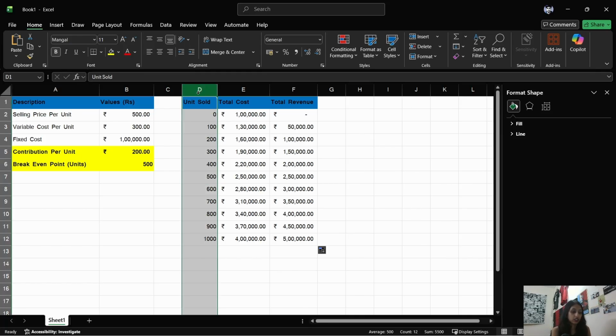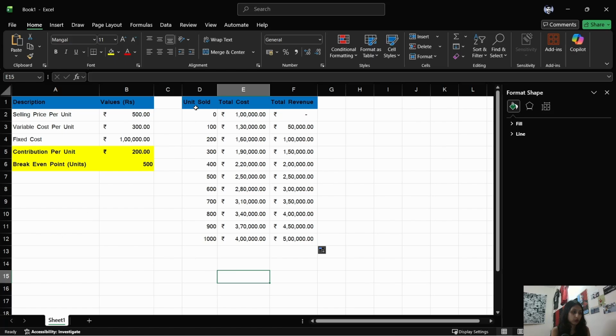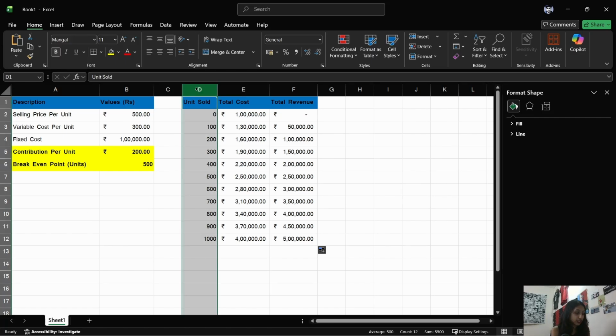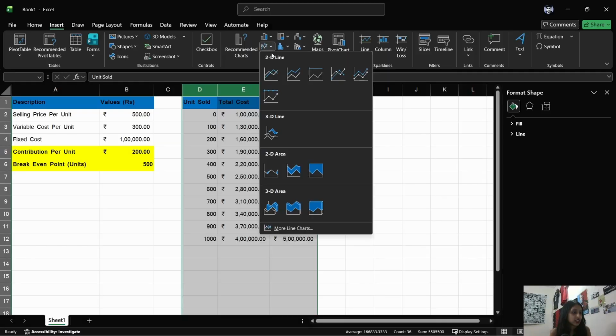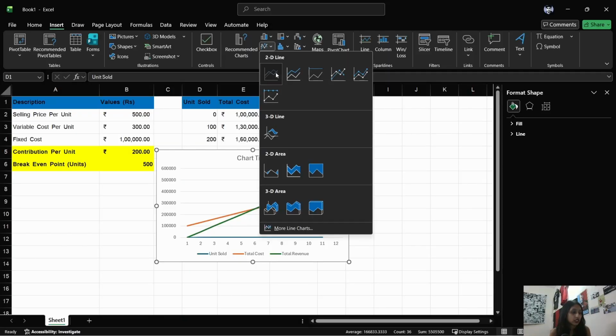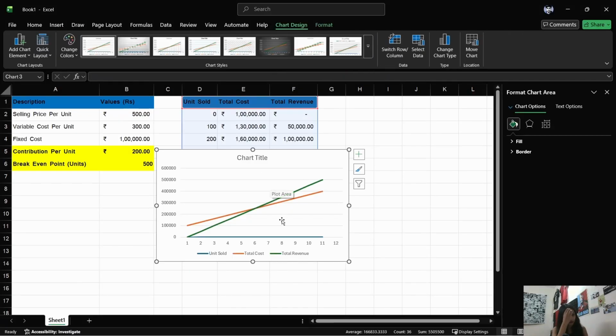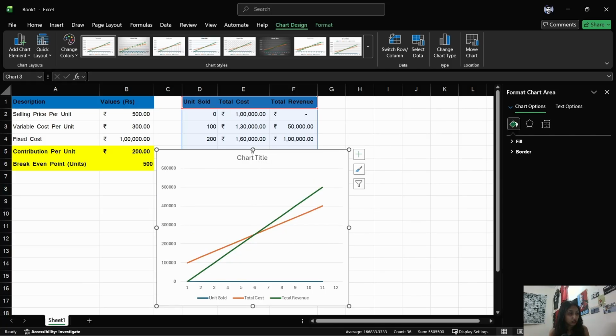Let's select this one, D, E and F, and let's go to insert a line chart. Yes, we got a line chart here. Let's drag it down.